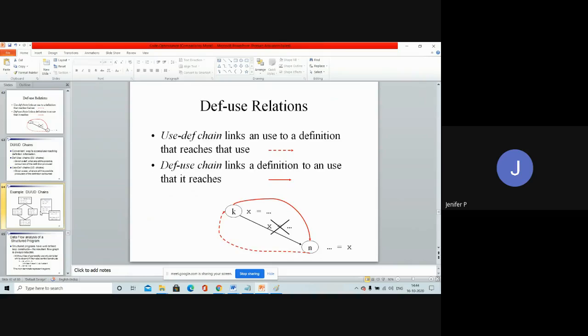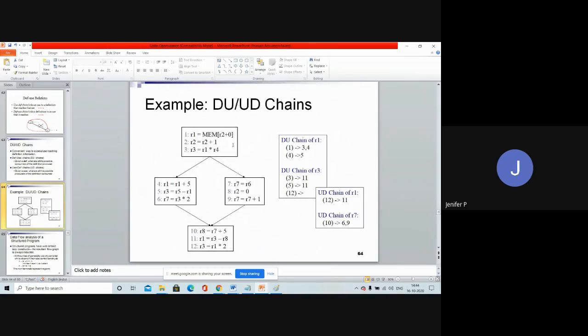Let me give you an example. This is the DU chain for R1. Take R1: this is the R1 value. Where has it been used? It is used in R3, so R1 is at location 1, then 3, then 4. In between, the R1 value has not changed, so the same R1 value is present in both 3 and 4.